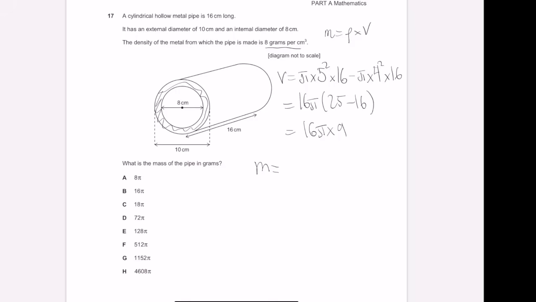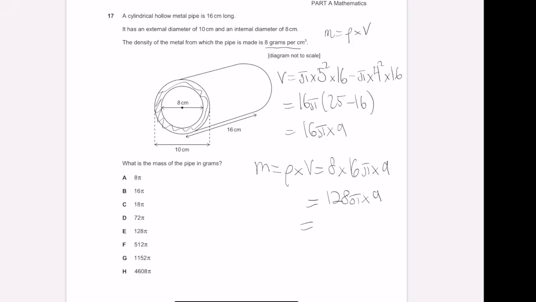The mass, that's just going to be density multiplied by volume, which is going to be 8 times 16 pi times 9. Looking at these numbers, what is that going to give me? 128 pi, multiplied by 9.